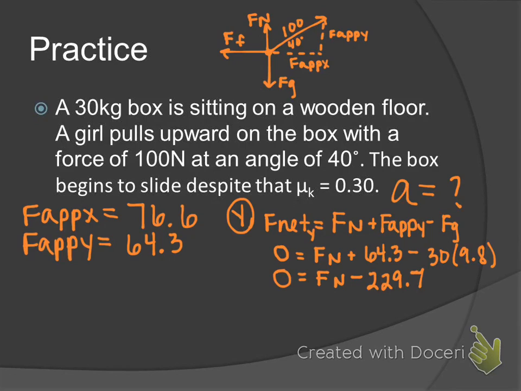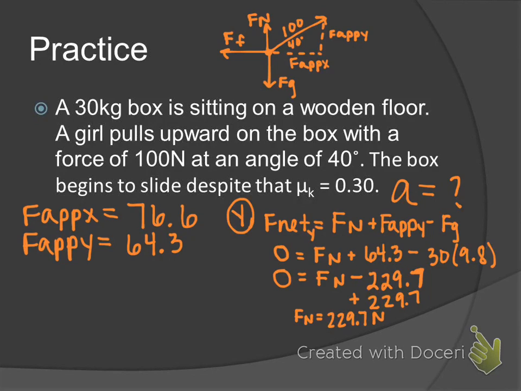So now to get the normal force by itself, we should add over that 229.7. And that means that our normal force is equal to 229.7 newtons. Okay, do we see how we got that part? Yep. Okay, it is less than it would be if our object was just at rest, right? If our object was at rest, our normal force would have been 294. But here we're pulling upward on that box, which means we're taking some pressure off the normal force. We're relieving the normal force a little bit.